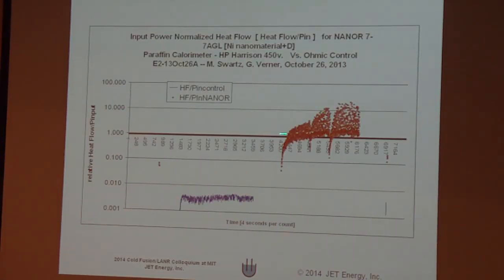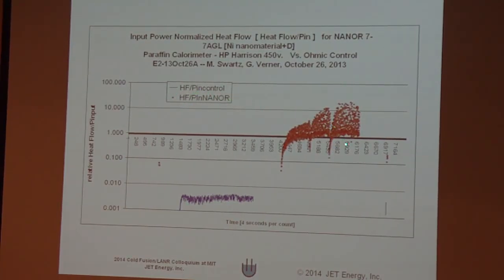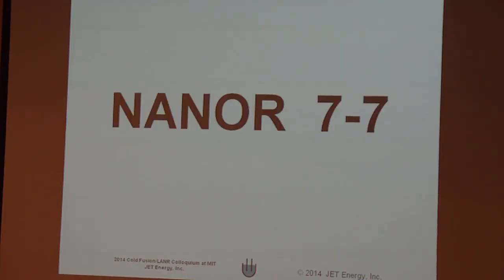And we see the energy gain as well for 7.7 with heat flow. If heat flow is normalized to input power, you can take that ratio too. See, it becomes flat. So we can get our energy gain by this to this.